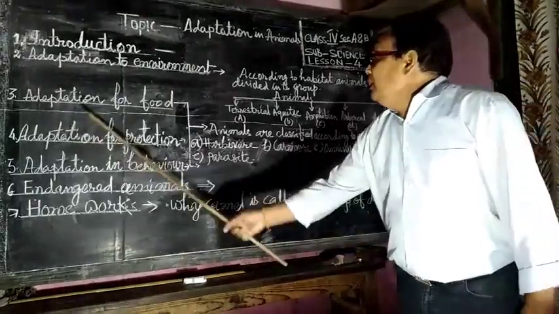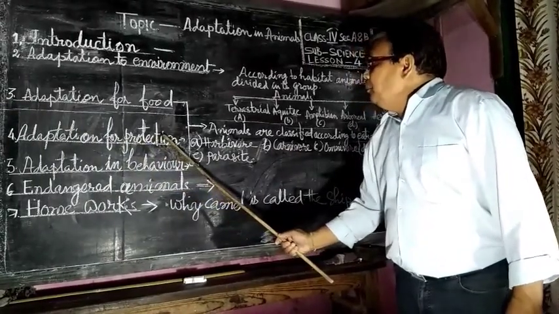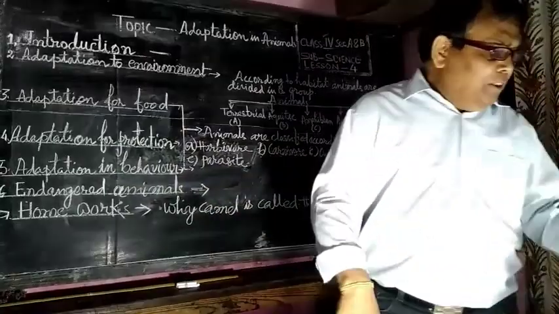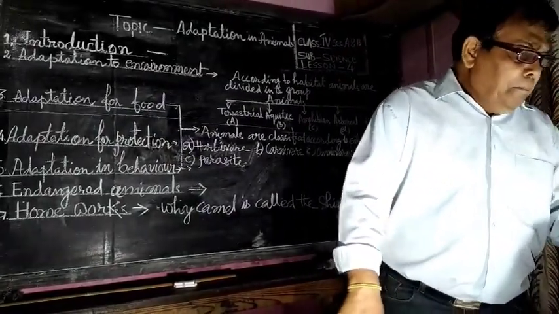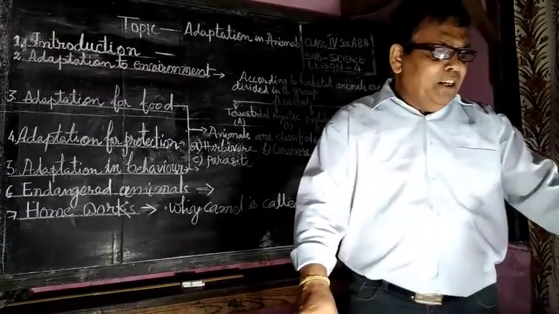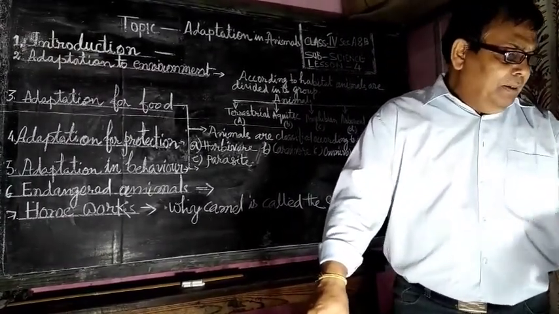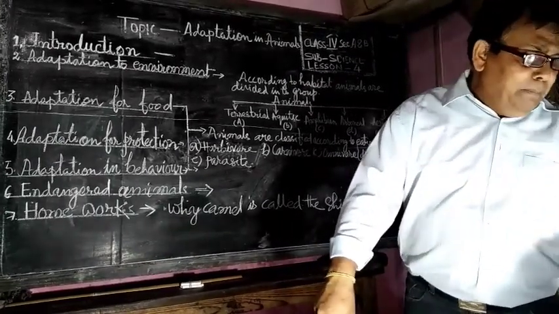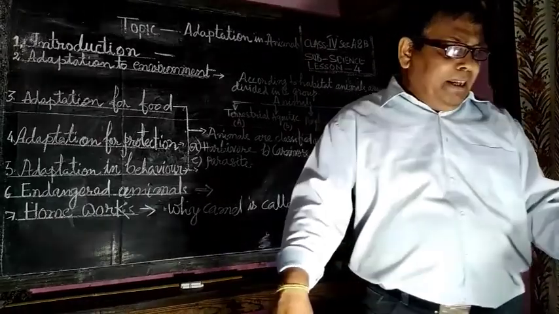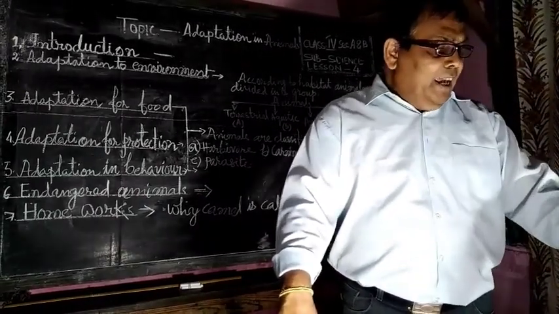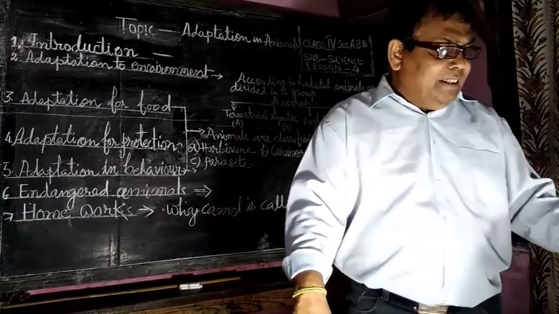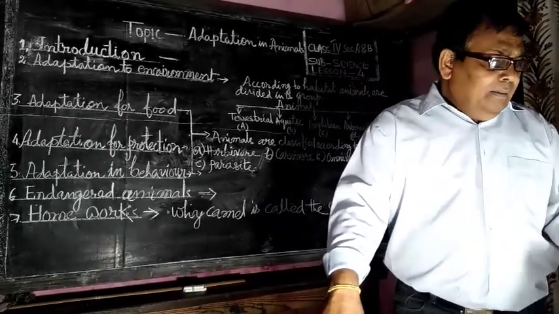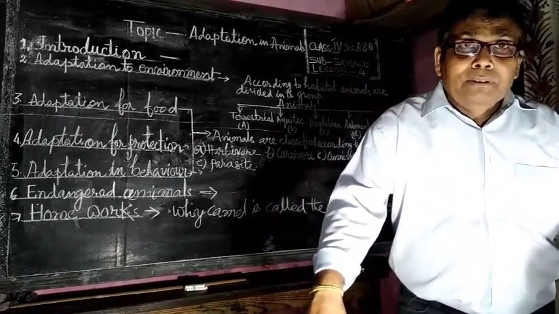Our next point is adaptation for protection. Many animals adopt some special features to protect themselves from other animals. Number one, animals like the chameleon and Arctic fox have the ability to change their skin color to match the surroundings. See the picture of the chameleon.